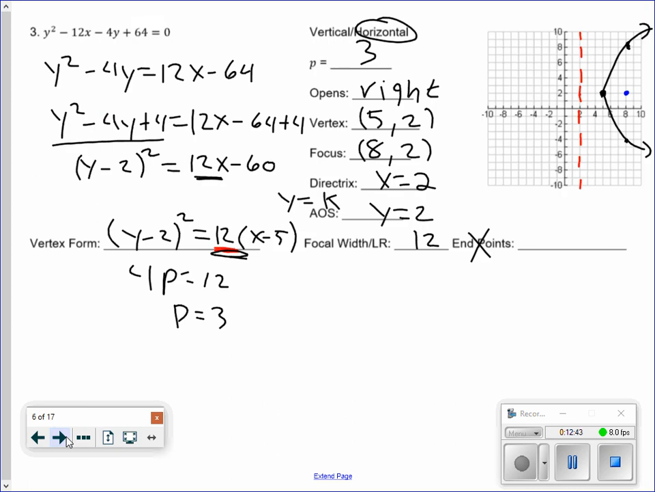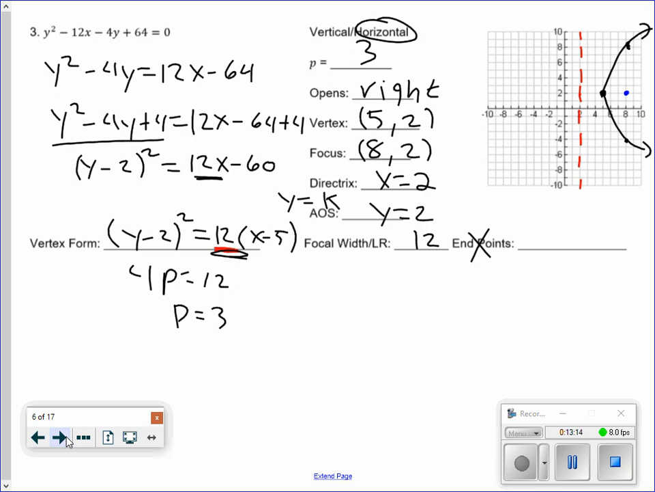All right. This is what you should have got for number 3. If you do complete the square, you should have got to (y - 2)^2 = 12x - 60. You have to factor out that 12 because we don't want a coefficient in front of x. So you factor out the 12, you're left with (y - 2)^2 = 12(x - 5). Our 4p is 12, so that means our p is equal to 3. We open horizontally. I know that because my y term is being squared. We open to the right.